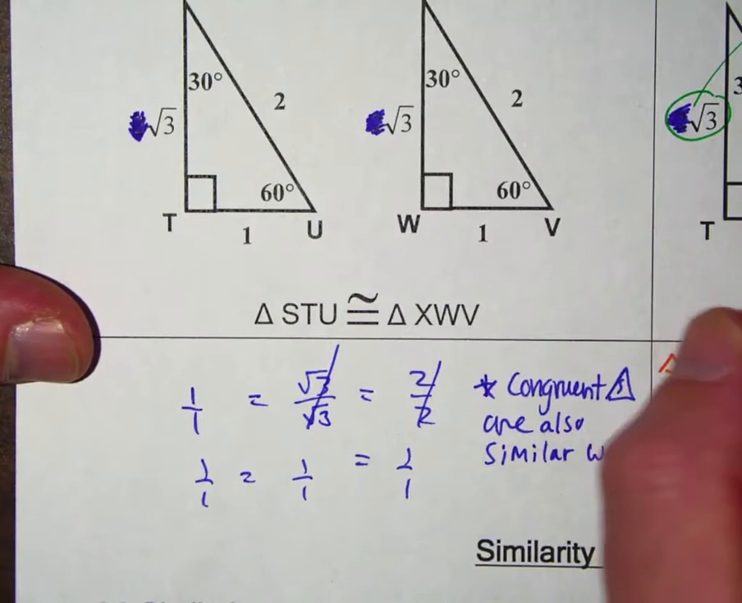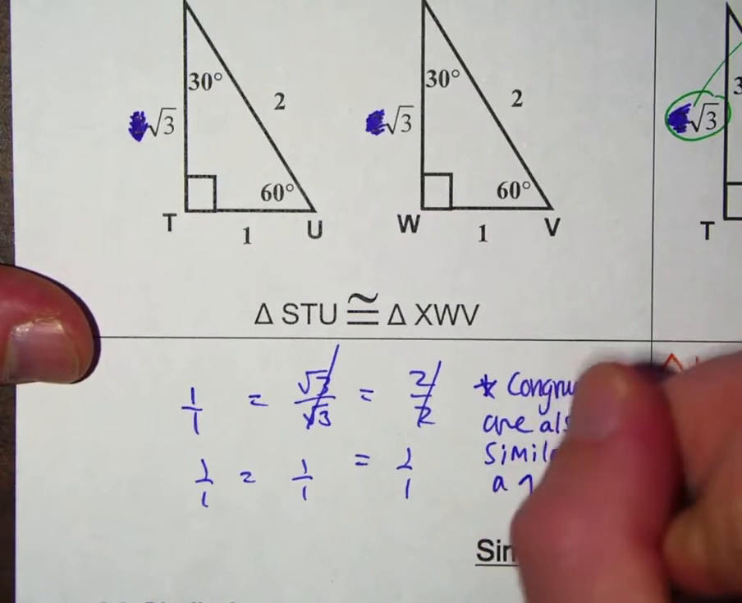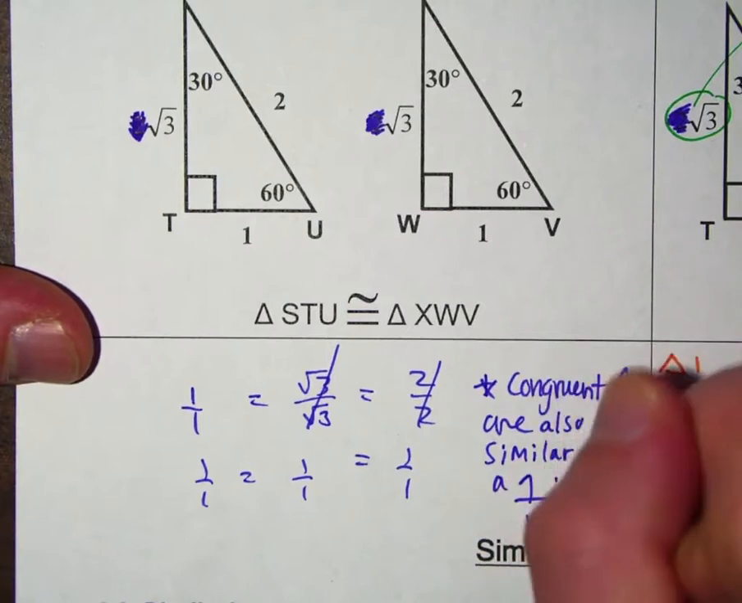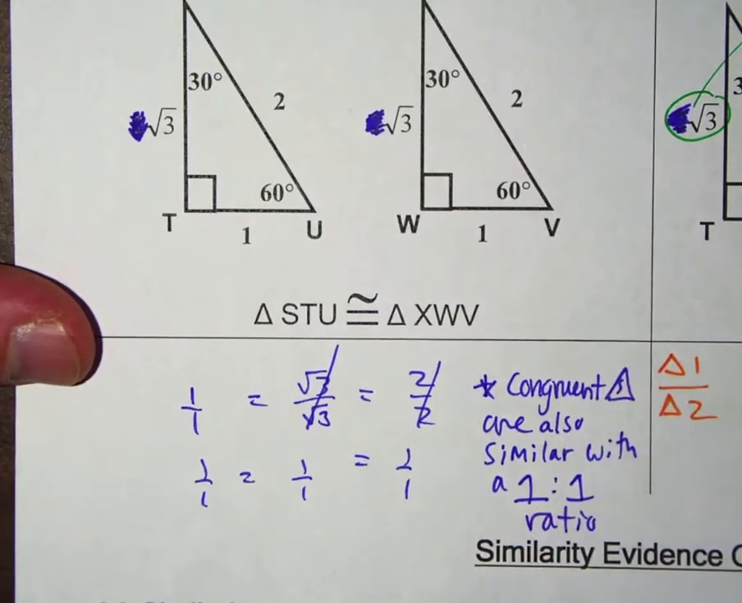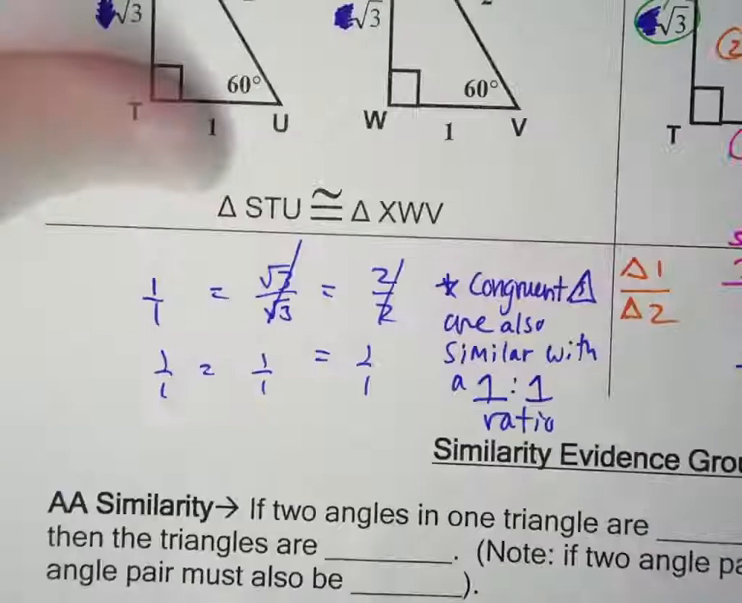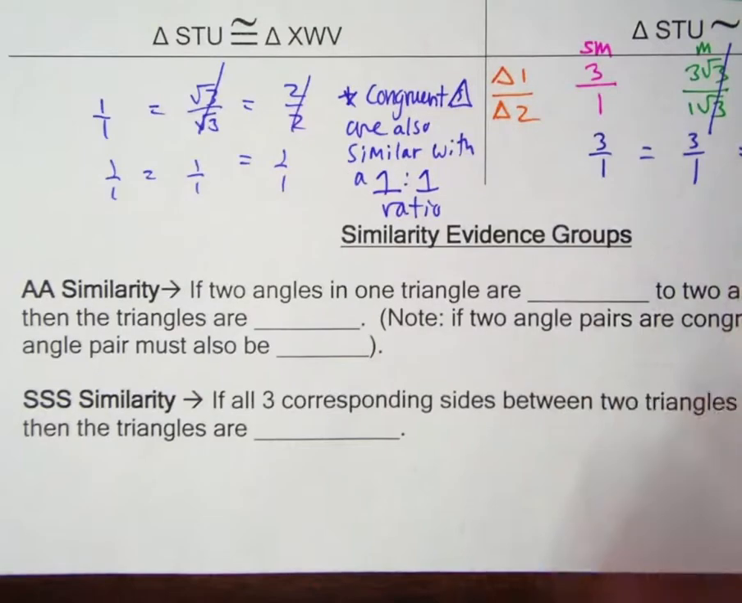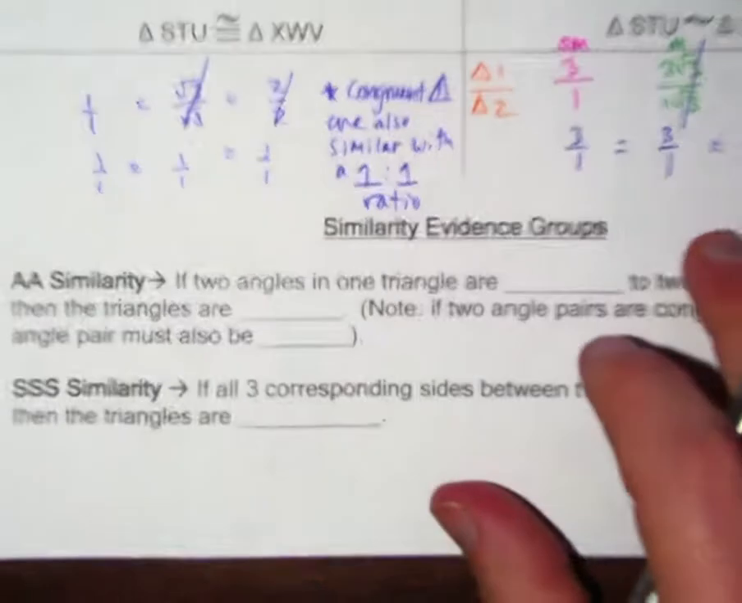They are, with a 1 to 1 ratio. But are all congruent triangles similar? Yes. But are all similar triangles congruent? No. Okay, so if we come down here and finish this off, we're looking at angle-angle similarity.